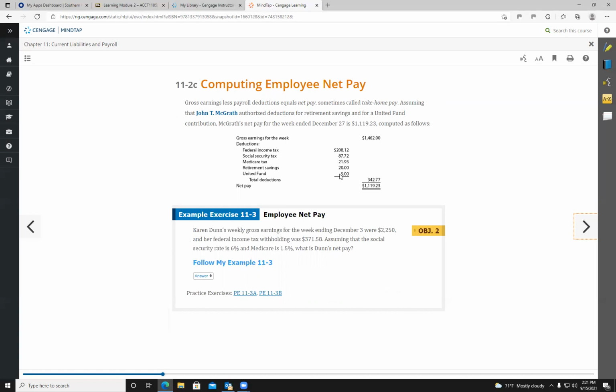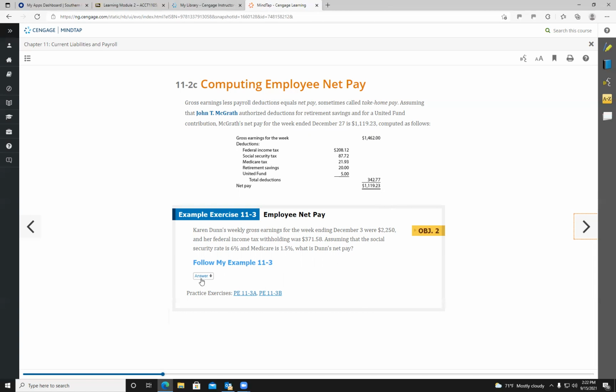And then he had two more deductions. Now, other deductions in this situation could be like a retirement savings plan, or if you want to make a contribution to a local charity, such as the United Fund. So the net pay is going to be his gross earnings less all of his deductions. So here's your gross earnings less all your deductions equals his net pay. And that is also called your take-home pay. So if he was cut a paycheck or had direct deposit, this would be the amount on the check or the amount on his direct deposit.